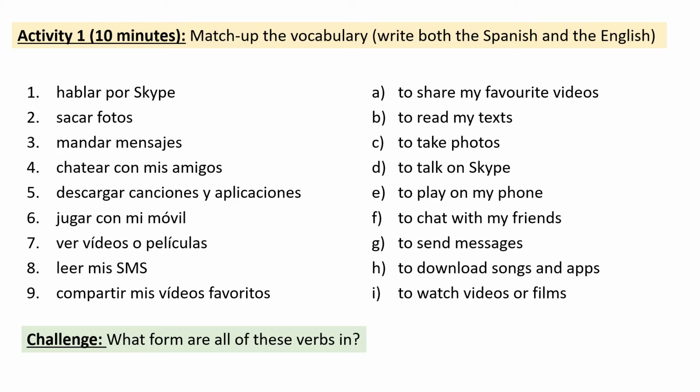Okay, so what I'd like you to do now, please, is to match up the vocabulary. And I'd like you to write both the Spanish and the English. There's lots of words here which you're already familiar with, so you can use process of elimination to work out any that you're not quite so familiar with. And then you've got a challenge, which is to tell me what form all the verbs are in. So our verbs are hablar, sacar, mandar, etc. And then you can just tell me what form those verbs are in. So please pause the video now to complete activity 1.